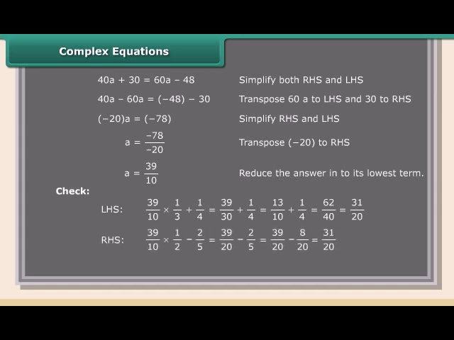RHS is equal to 39 upon 10 into 1 upon 2 minus 2 upon 5, which is equal to 39 upon 20 minus 2 upon 5, which is equal to 39 upon 20 minus 8 upon 20, which is equal to 31 upon 20, which shows RHS is equal to LHS.